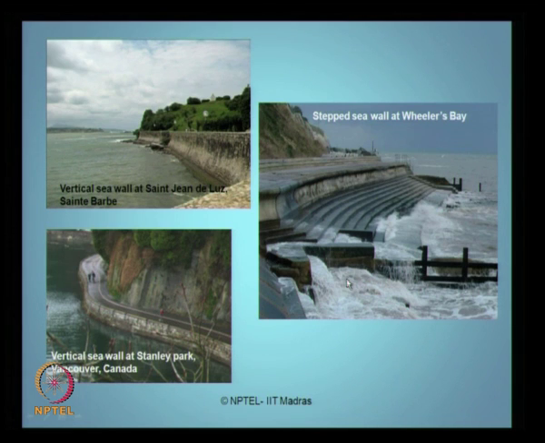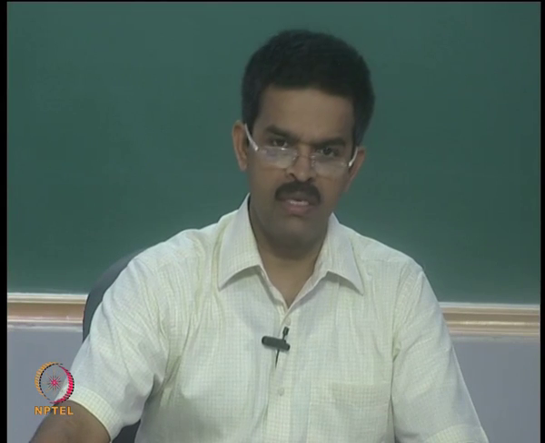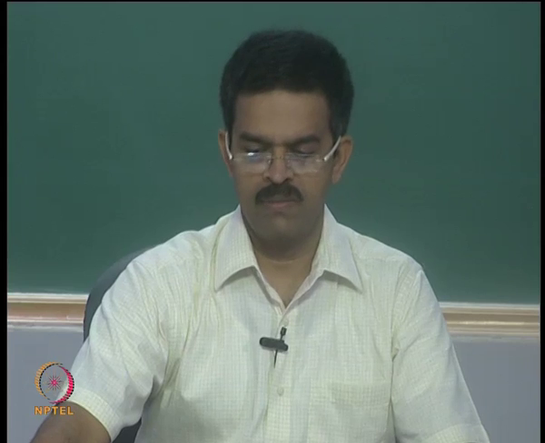You can also construct a vertical sea wall, not purely vertical like this or like this. You can also have what we call a stepped construction. So this is the stepped sea wall at Wheelers Bay, as you see here. The stepped construction will try to give you a larger spread area, but of course this gives a better aesthetics compared to these two. However, even then the area along the coast where the sea wall is constructed is giving an unsightly appearance. You are not able to have the natural feeling of the beach side if a sea wall is constructed.